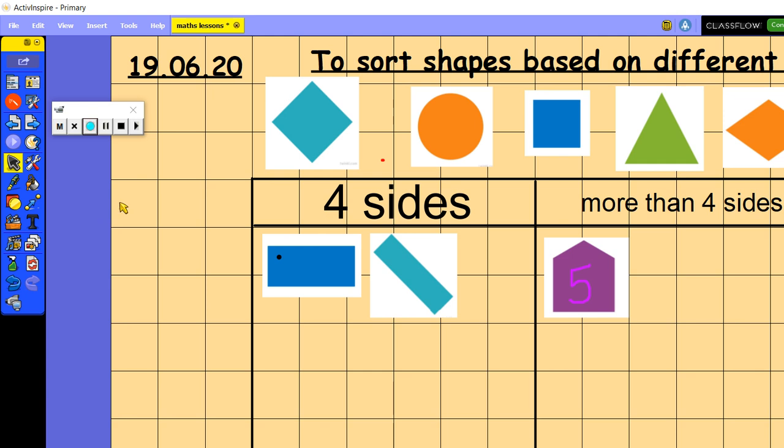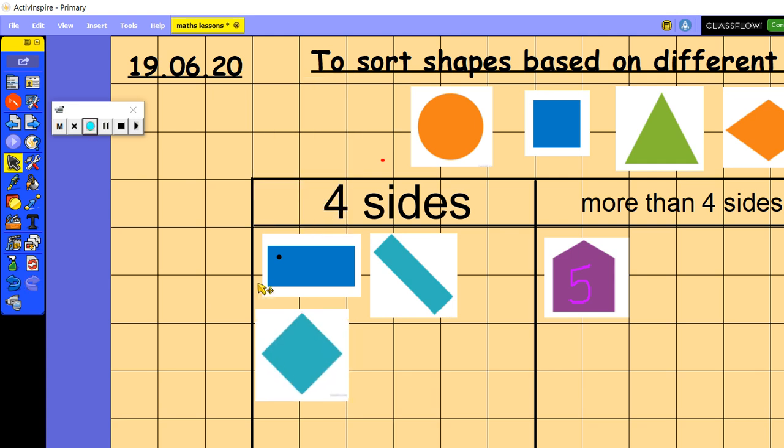Then let's have a look at the next shape. So it looks like a diamond, but actually it's not mathematically a diamond. It's a square that's been turned on its side. So we've got 1, 2, 3, 4 sides again. So it needs to go into this side of the shape.